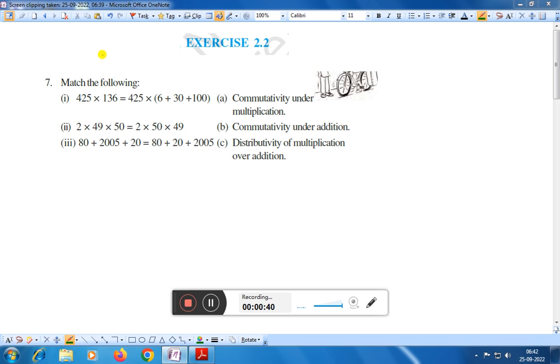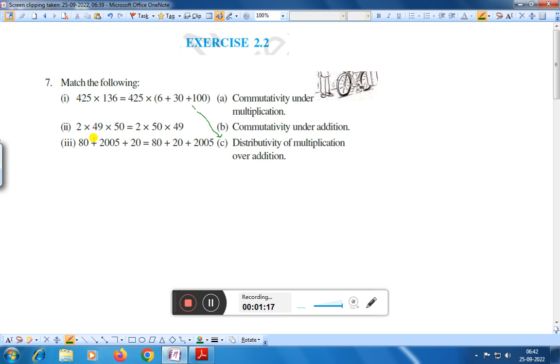425 into 136 is equal to 425 into 6 plus 30 plus 100 is distributivity of multiplication over addition. The A1 will match with C. That means this figure will match with C. Right?